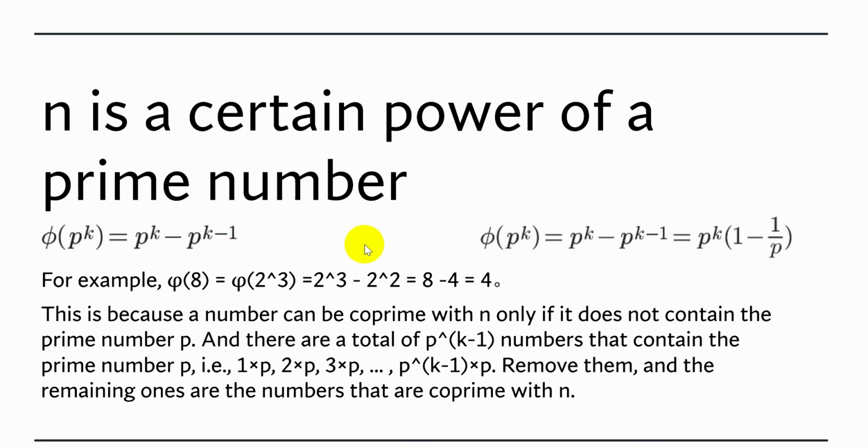Also, this equation can be shown like phi(p^k) equals p^k times (1 minus 1 over p). This is basically the same, because if you multiply p^k into the brackets, you get p^k minus p^(k-1). So that's the formula we use for when n is a power of a prime number.